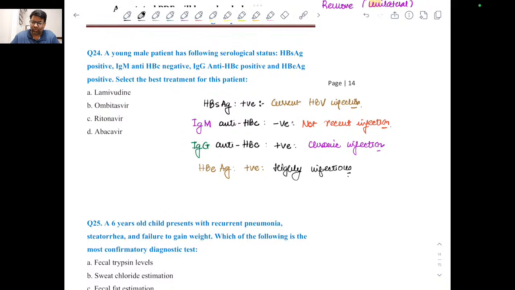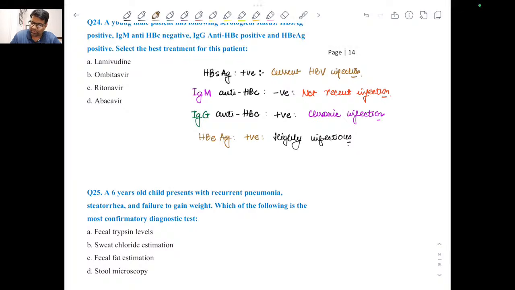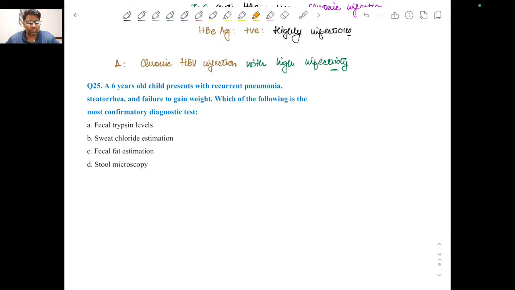Clear? So this is how you will take the markers with you and you will understand what is happening. So the given case, if we go with the diagnosis, it is a chronic hepatitis B virus infection with high infectivity. Clear? So this is how you will make the diagnosis. And yes, for chronic hepatitis we can give lamivudine. Okay, so this is how you will approach such questions, which are very common in papers.